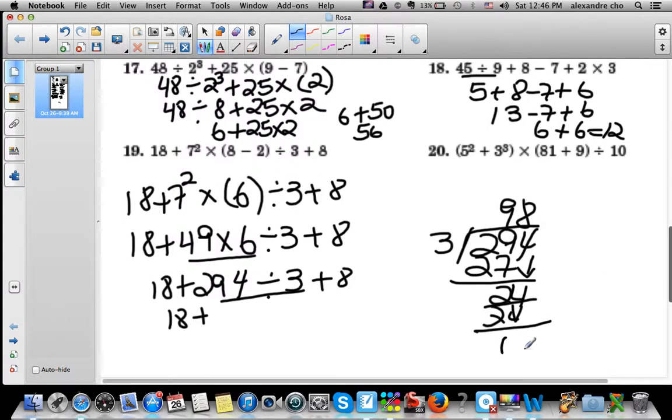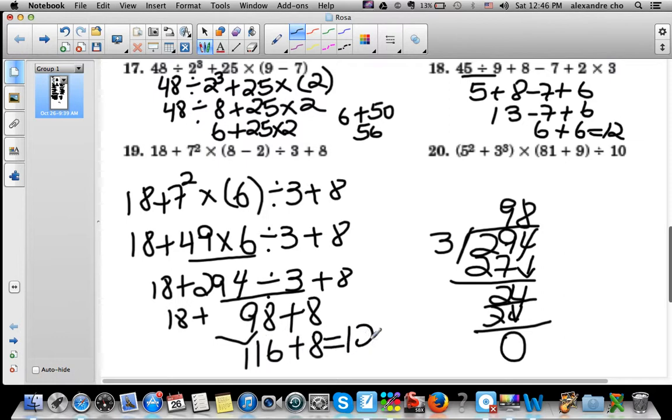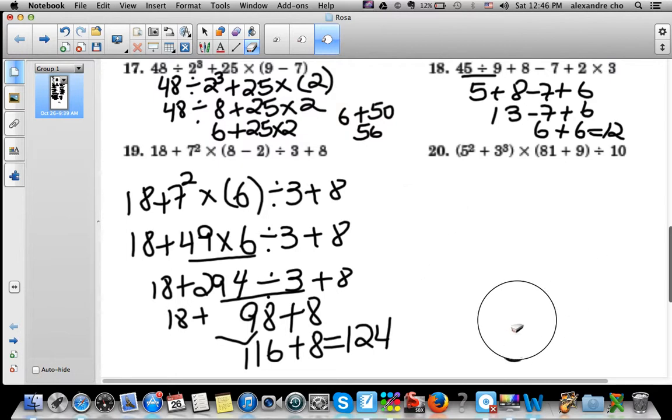No remainder. That's a 0. So 294 divided by 3 is 98. Plus 8. So now we can add these two guys here. 18 plus 98 is 116. Plus 8, and that gives you 124. Okay? So, and let me erase this part, and we can finish the last problem.